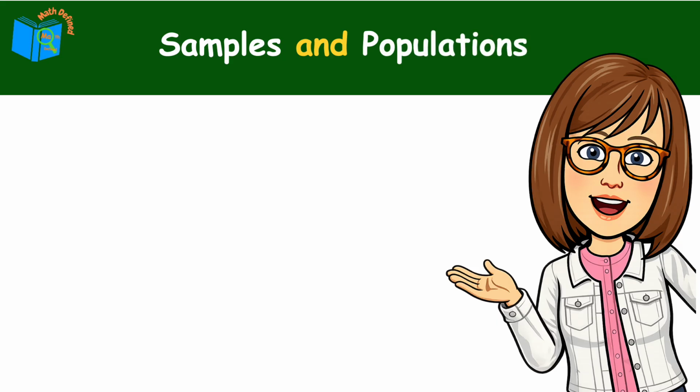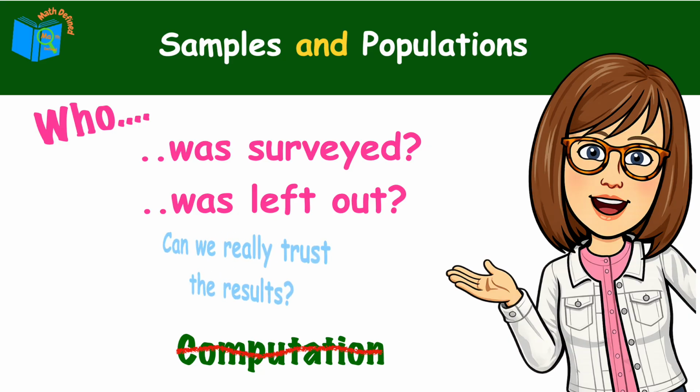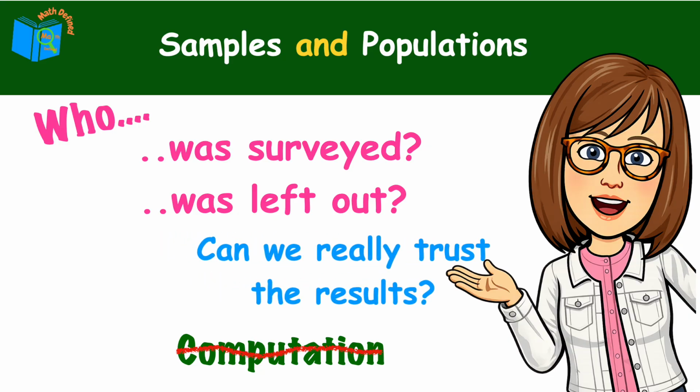We're talking about samples and populations, but even more importantly, we're going to learn how to tell whether a conclusion is actually reasonable. And here's the thing. Today's lesson is not really about heavy computation. It's about thinking carefully. It's about asking questions like, who was surveyed? Who was left out? And can we really trust the results? That's a big deal, not just in math, but in real life too.